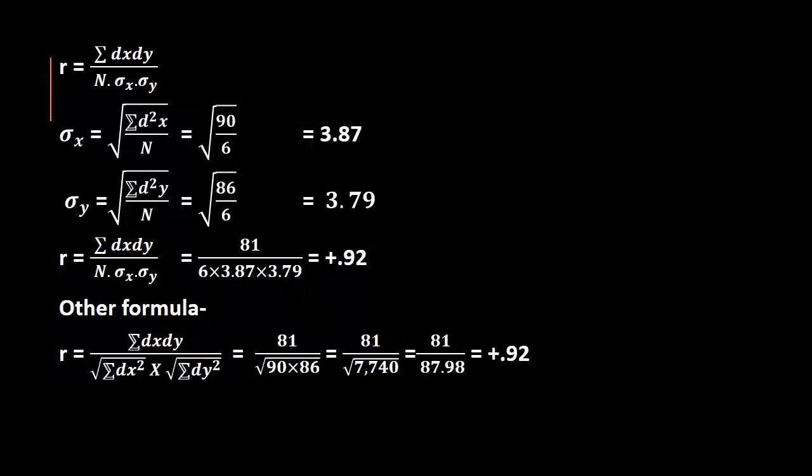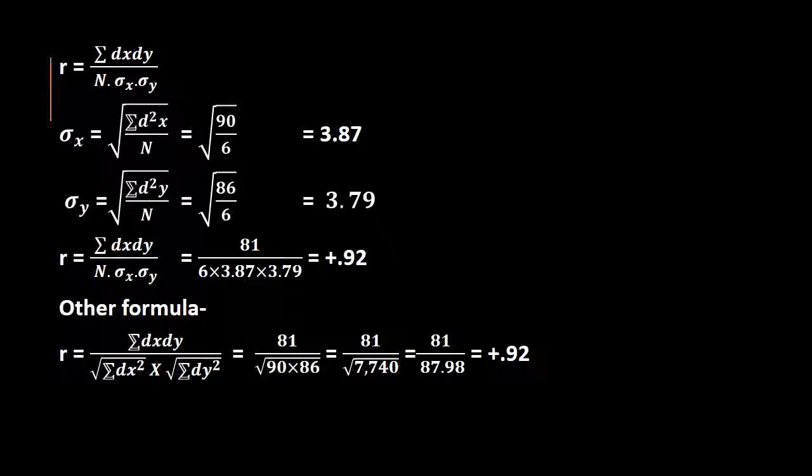So friends, the standard deviation of x is calculated as the square root of sigma dx square divided by the number of observations, that is the square root of 90 over 6, that is 3.87. And the same with the standard deviation of y, the square root of sigma dy square divided by the number of observations, that is the square root of 86 divided by 6 is equal to 3.79. So correlation is calculated as sigma dx dy divided by the number of observations into the standard deviation of x into the standard deviation of y, that is equal to 81 divided by 6 into 3.87 into 3.79, and your answer will be plus 0.92.